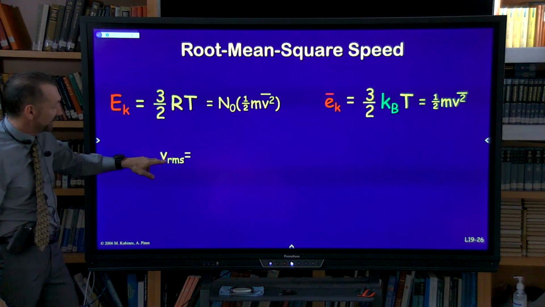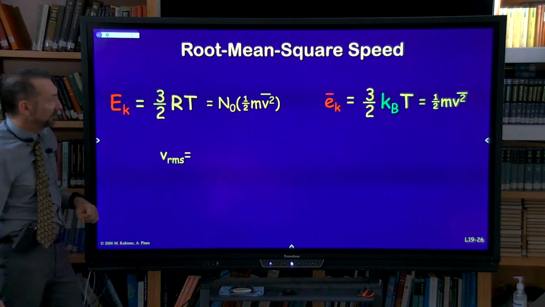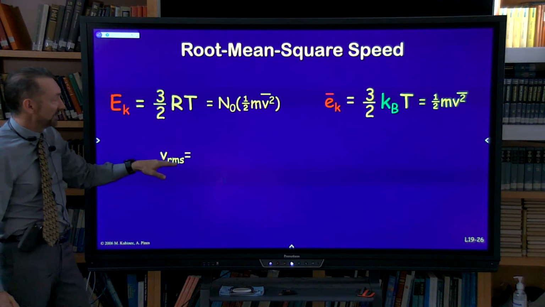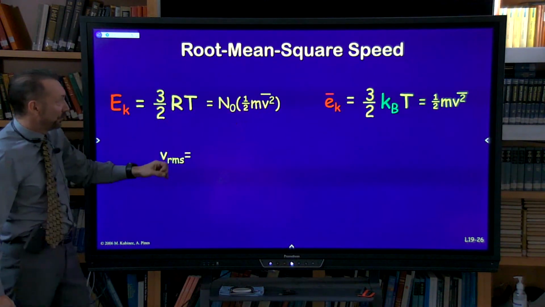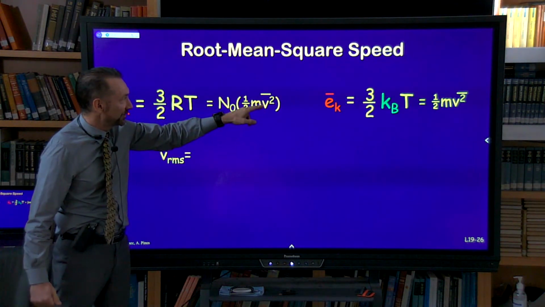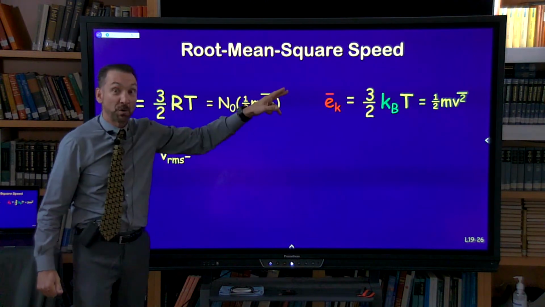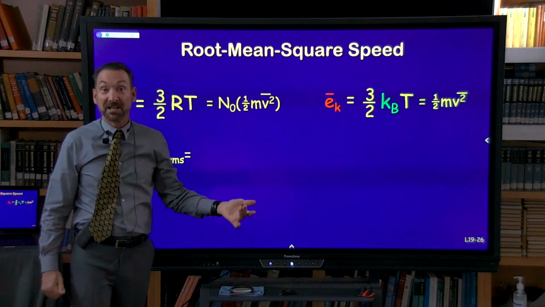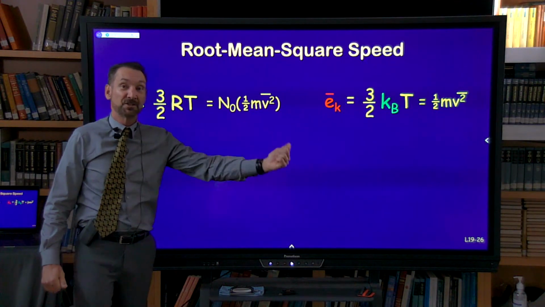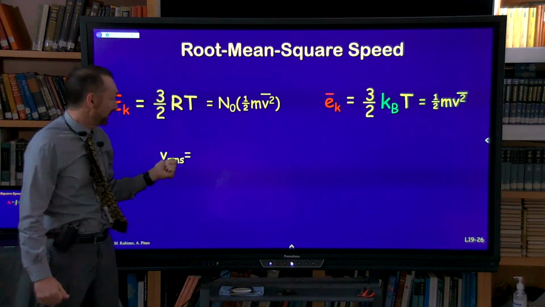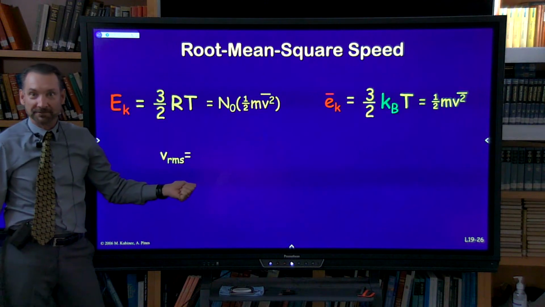So I'm going to say, well, I want the average velocity of the particles. How do I get it out of there? Well, that's the mean velocity squared. Let's take the square root of that to get the mean velocity. So we're going to take the root mean squared velocity, the square root of the mean squared.